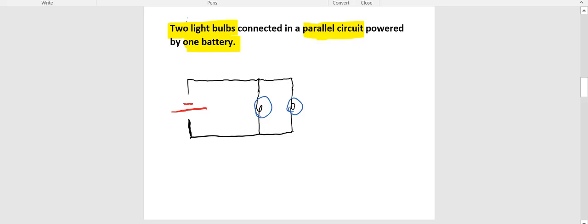So again, I'm going to check to make sure that I got everything. I have two light bulbs. It is a parallel circuit, and I have one battery. So this one checks out, and we are good to go.